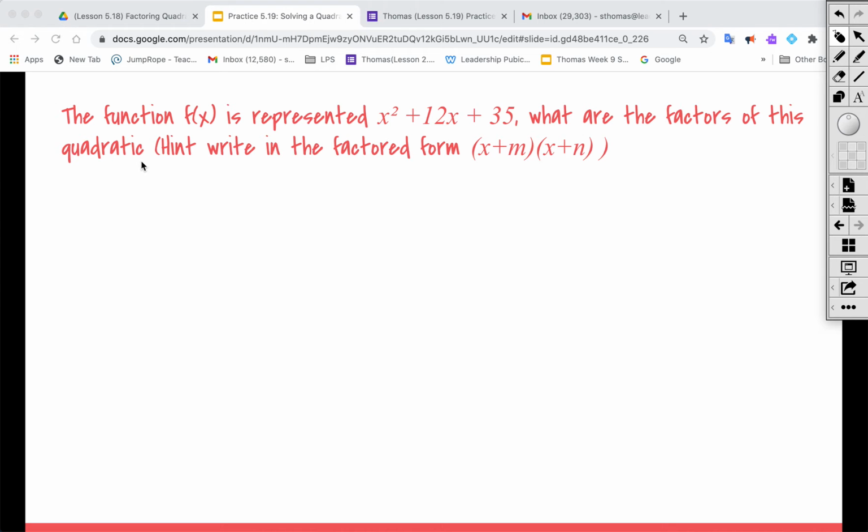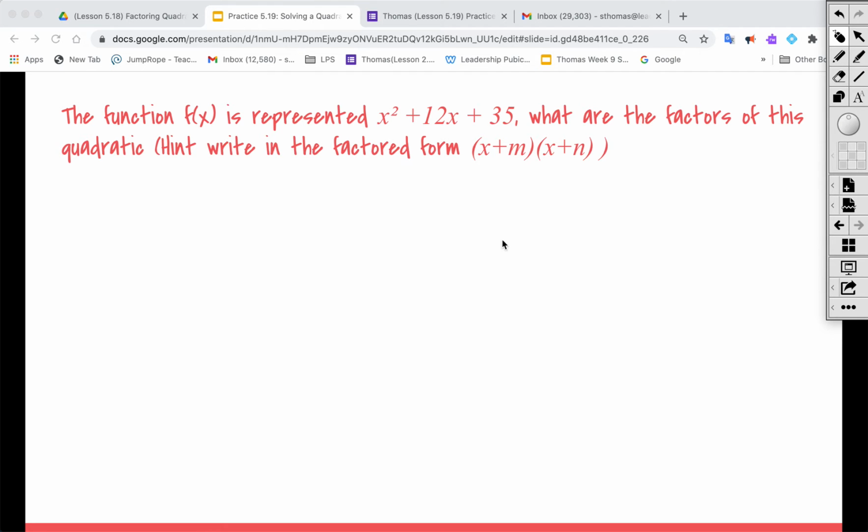All right, so for this question, it says the function f of x is represented by x squared plus 12x plus 35. What are the factors of the quadratic? And when you're asked to find the factors of the quadratic, you're generally being asked to put it in factored form. So the questions that we're answering are: what are the factors, what are the solutions of the equation x squared plus 12x plus 35 is equal to 0, and why would 7 not be a 0 of this function?